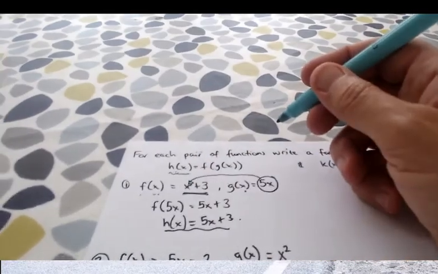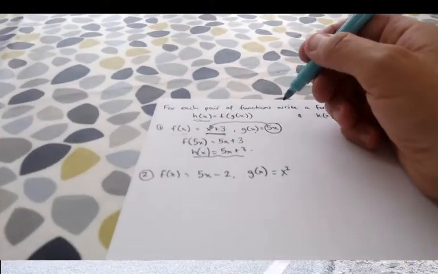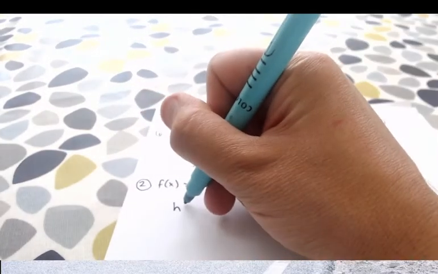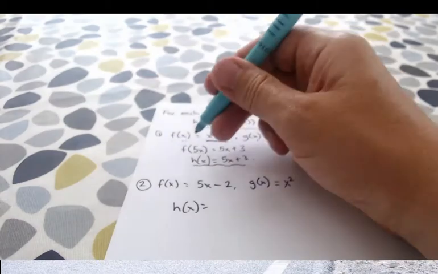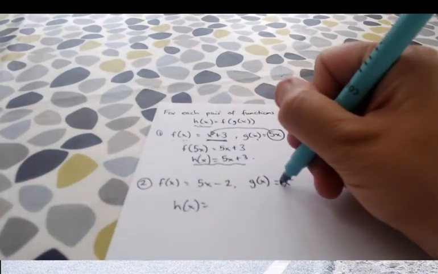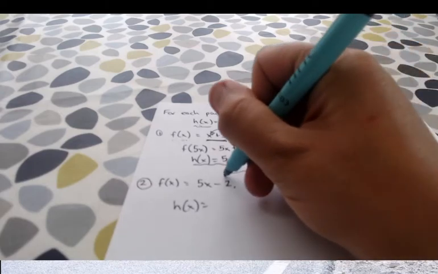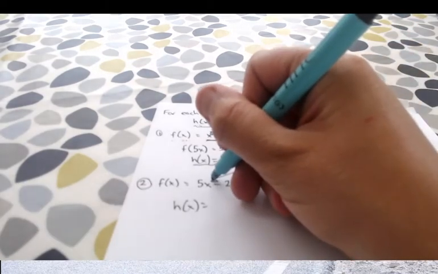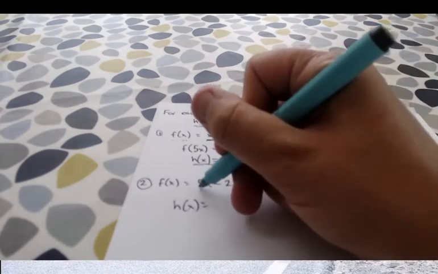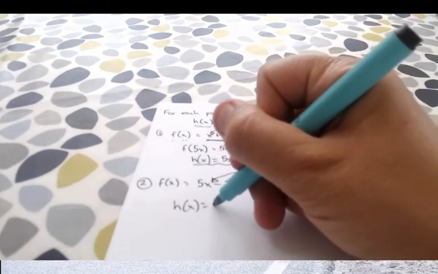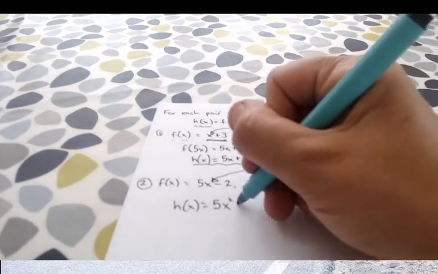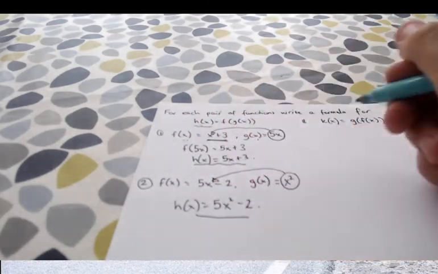Let's do another example of that. Again, I'm trying to do f of g of x. Let's just skip straight to h of x. Let's not bother with this f of 5x step. So I am putting this thing here inside this thing here. So I'm replacing the x with this. That would give me, writing this thing out, 5, and then it's not x, it's now x squared minus 2. Job done.